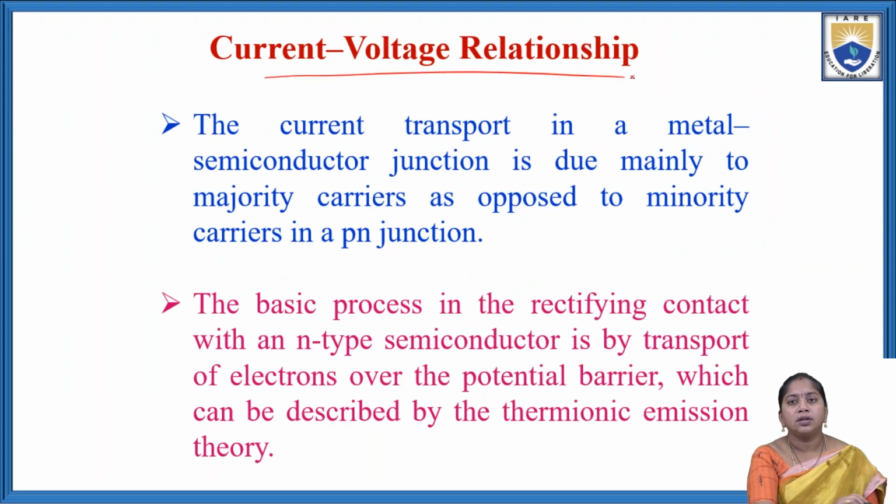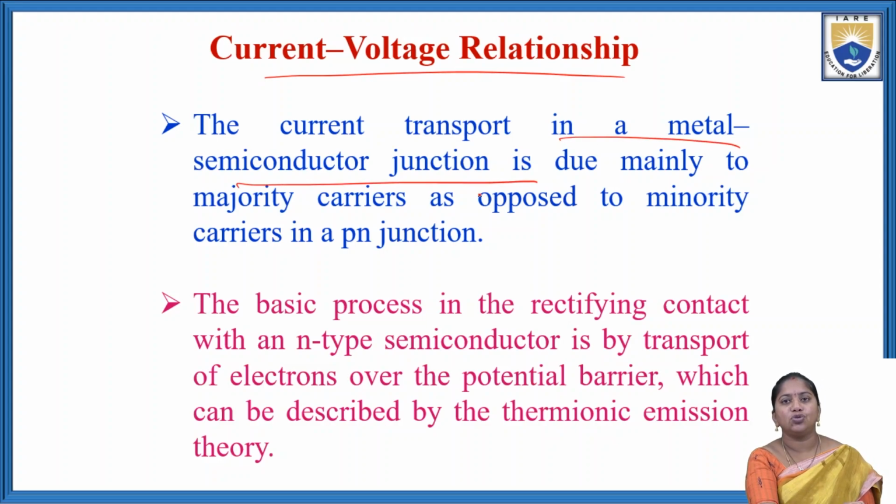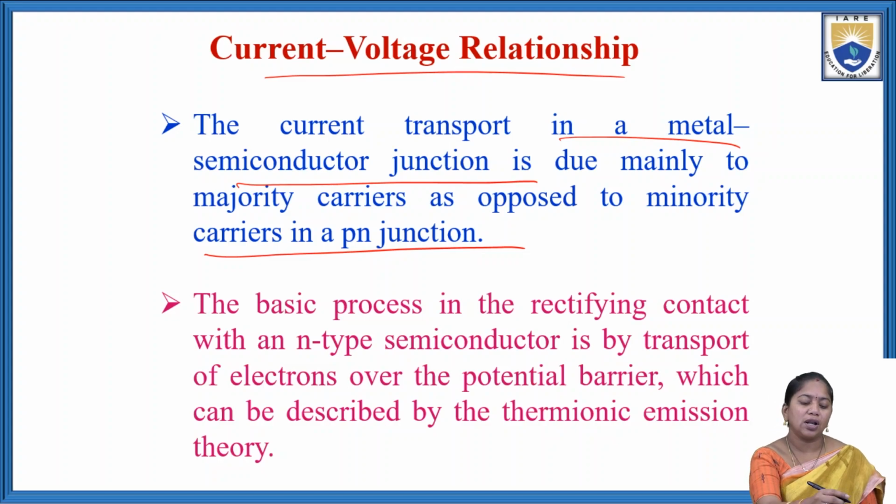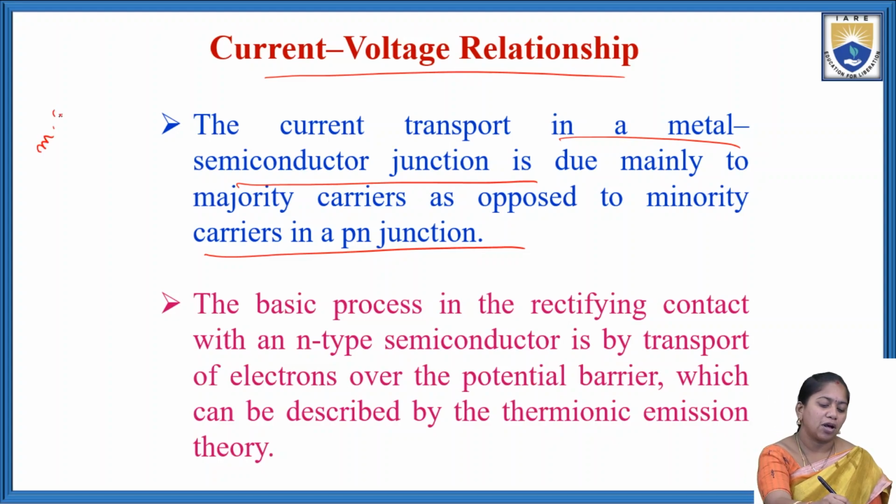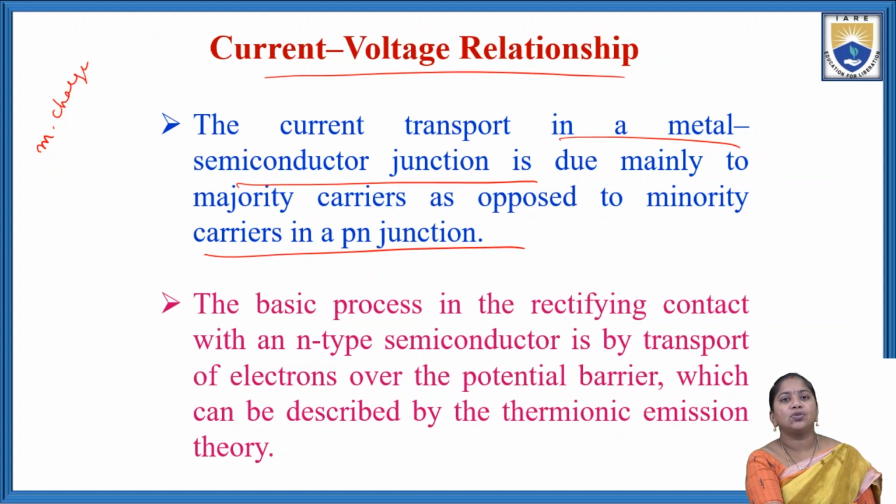Second one is the current-voltage relationships. The current transport in a metal-semiconductor junction is mainly due to the majority carriers. The majority carriers are opposite to the minority carriers in the PN junction. So the current transport in a metal-semiconductor junction is only due to the majority charge carriers.